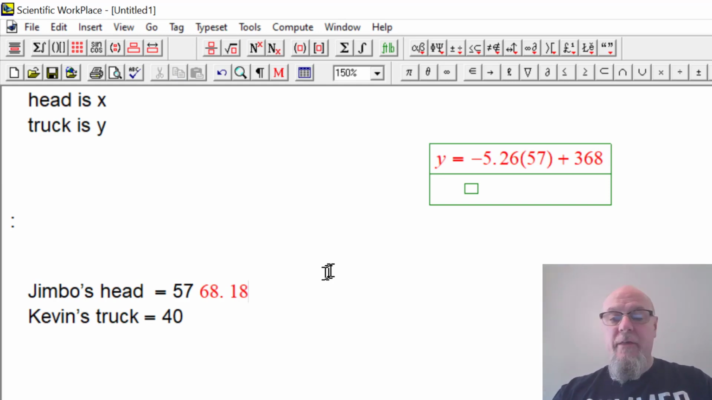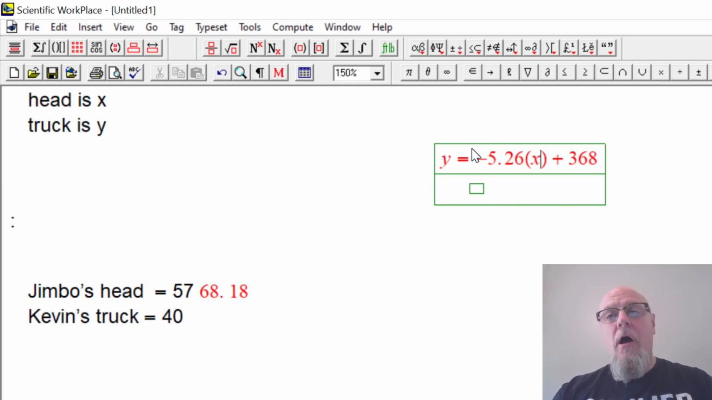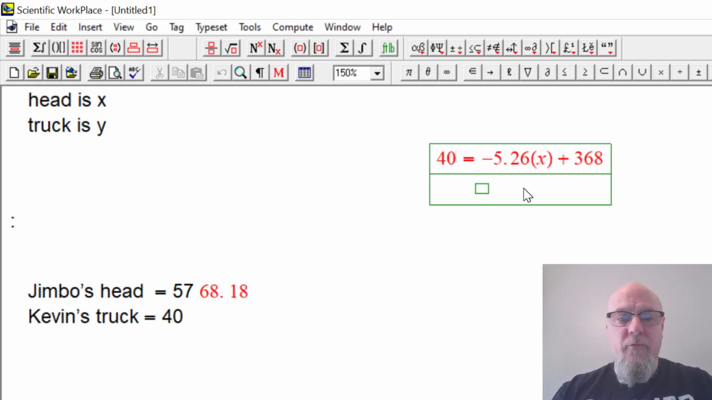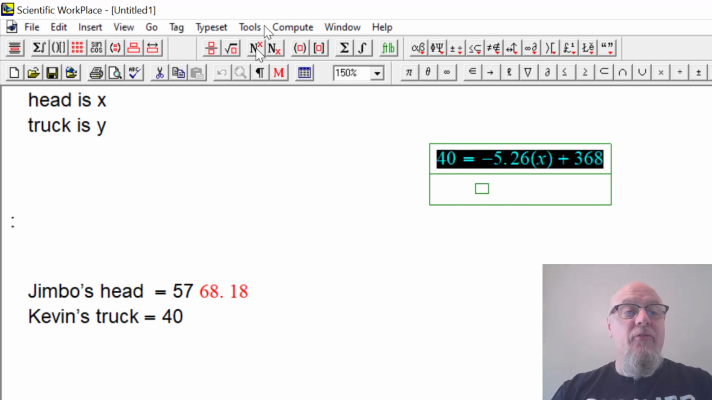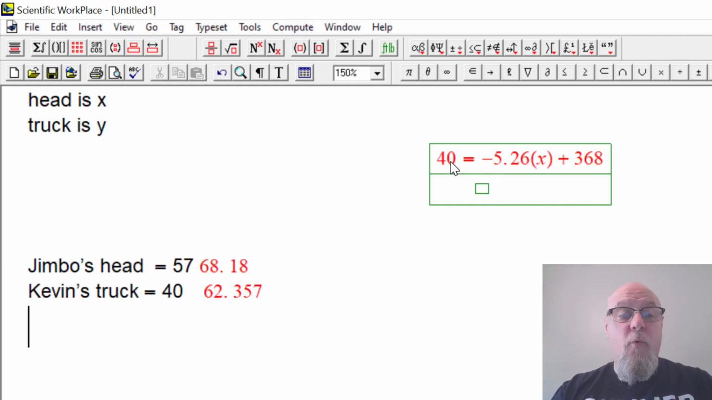Now, say we wanted to do it the other way around. Kevin's truck is raised 40. So that would be the Y value here. So what we could do is, what I'm about to do is wrong, and that's the entire point of this video. I cannot use the line of least squares regression backwards. So I put in the 40 for the Y, and then I'll solve for X here. So when I put in 40 for the truck height, I'll get out 62 for the head size. That's wrong. You can't use the linear regression, least squares regression backwards.